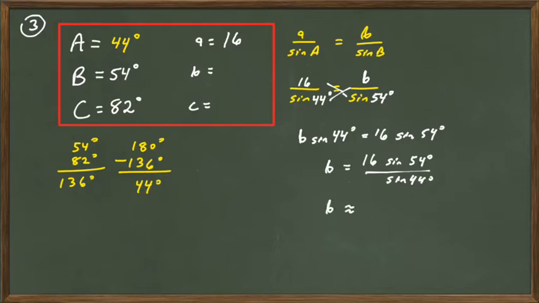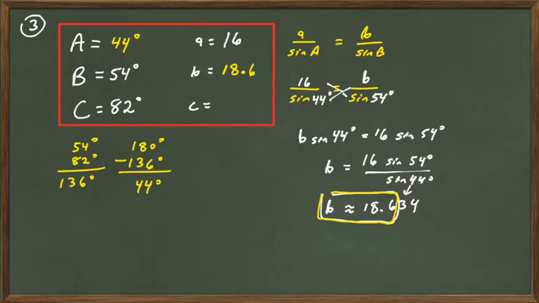At this point, I use my calculator, and it becomes an approximation. So let's clear all this out: do 16 times sine 54, take that number, divide by the sine of 44, and it gives me 18.634. Is that going to round up, or does it stay 18.3 or 18.6? I think b stays 18.6, right?